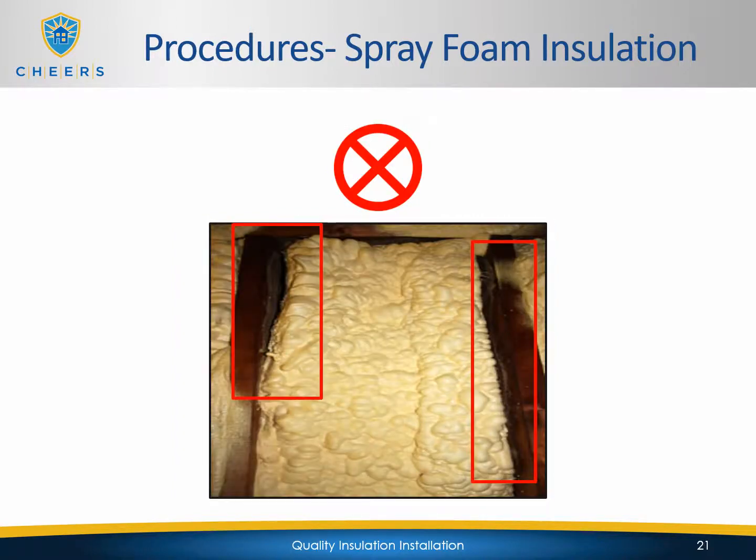This is an example of bad installation. You can see gaps on the side. You can see that the insulation itself is actually detaching from the framing. And you can see gaps are starting to form on the exterior sides of that cavity.